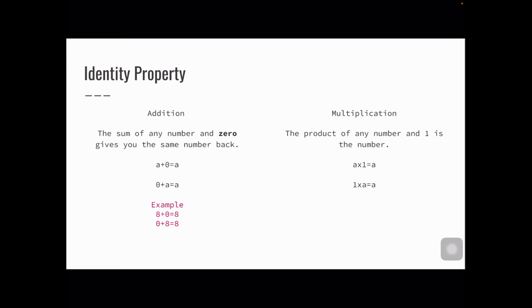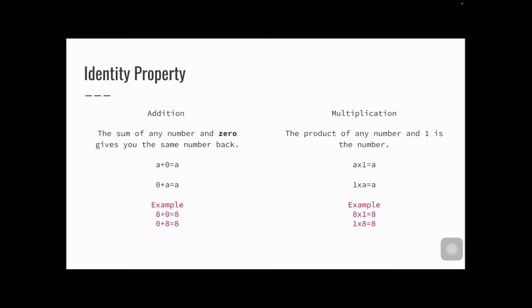In multiplication, in order to get the same number back, in order to keep the identity of that number, you're not going to multiply by 0, you're going to multiply by 1. So the identity property of multiplication tells me that the product of any number and 1 is the same number. So 8 times 1, for example, is equal to A. Or in a more specific example, 8 times 1 is going to give me 8, or 1 times 8 is also going to give me 8 as well.